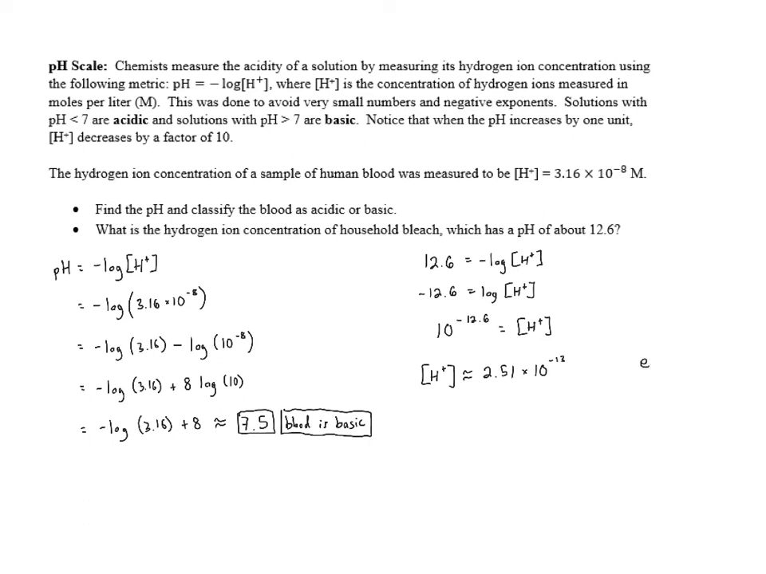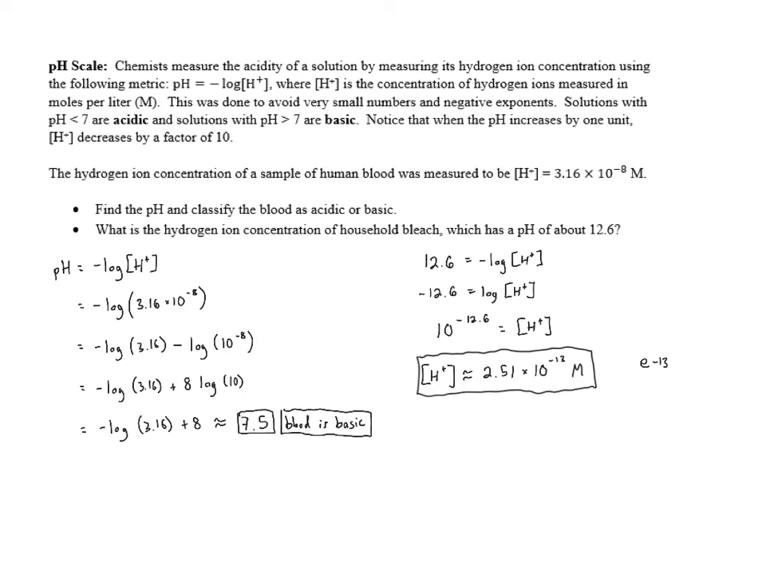If your calculator says something like E negative 13 or E minus 13, that means times 10 to the negative 13th power. So this is a very, very, very small number. It's less than 1/billionth. And so because of that, it's generally useful to write it in scientific notation. And this is measured with moles per liter, so capital M. And so this is our concentration of hydrogen ions in household bleach.